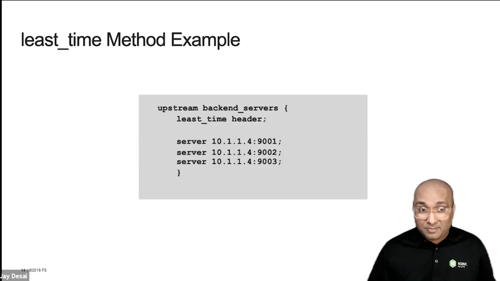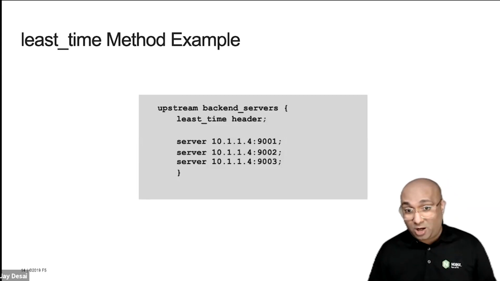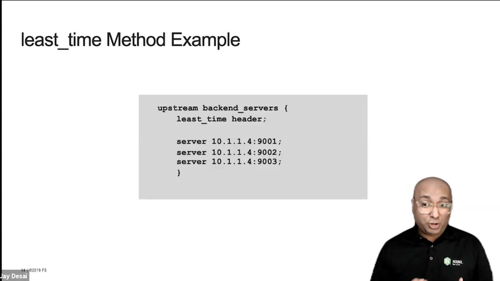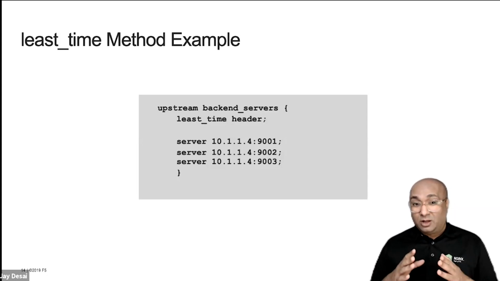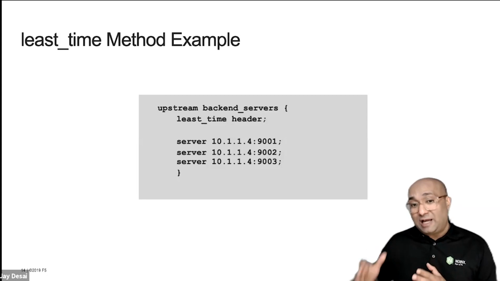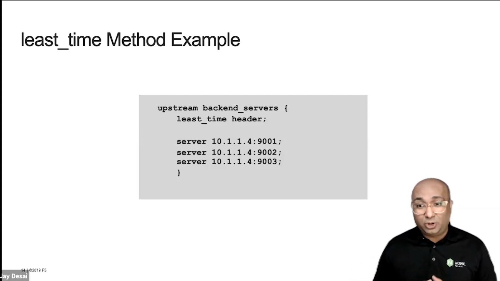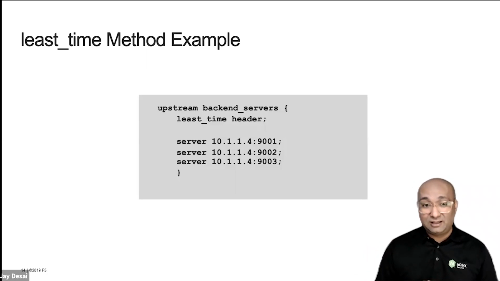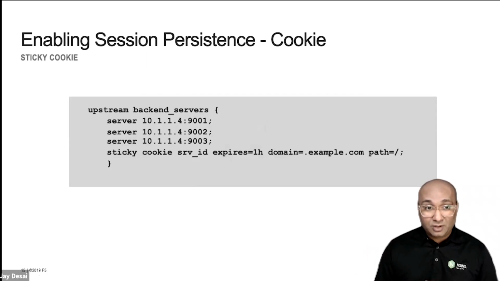The least time method. In this example, what we are using is the least time directive with the header parameter in order to determine which server responds to the request the fastest. This is a calculated value based on the average response time and also the active connections. So besides the header parameter, you can also use the last byte and inflight parameters. More details about this specific method are also available on our website, and I'll ensure that I include a link in the comments below.